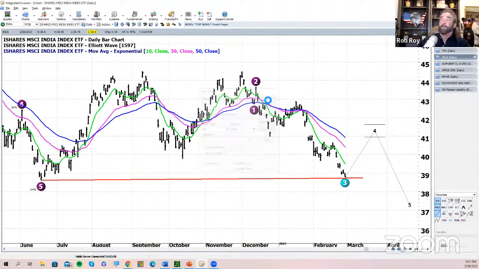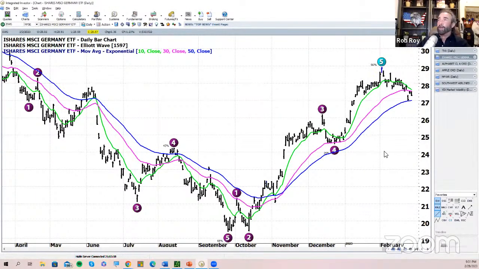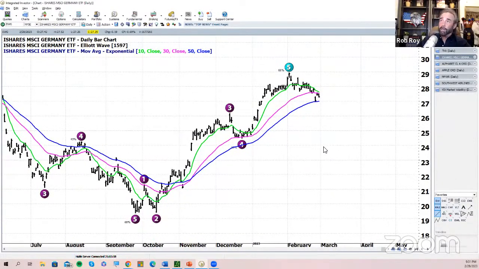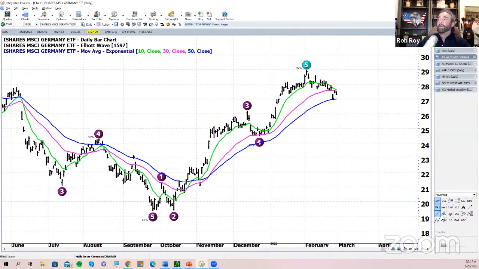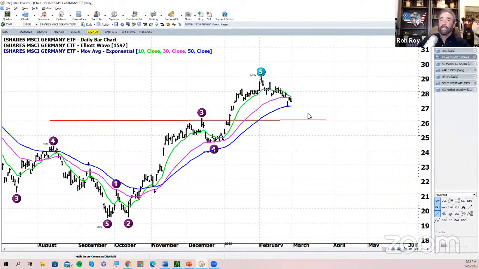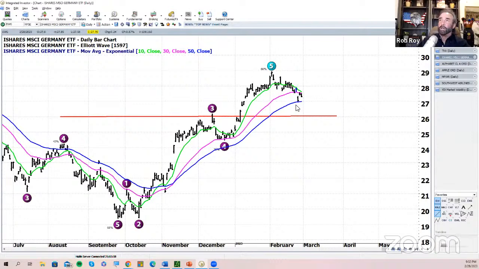The INDA, along with recently, but not over the past couple of years, as you know, but recently, the EWG in Germany, we did come test that 50-day moving average, bounce back up. I think this is in danger here of coming down to test that previous wave 3 high at 26 if we don't get right back above that 10-day moving average. So here we are. This is where the rubber meets the road on the EWG. We tested the 50-day moving average. We bounced up. We were not able to get above the 10-day moving average yet.